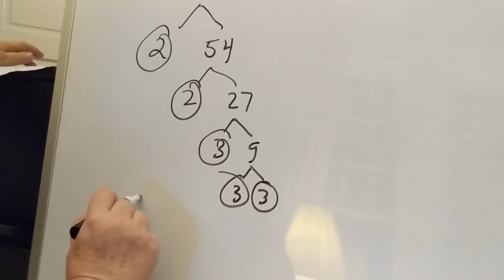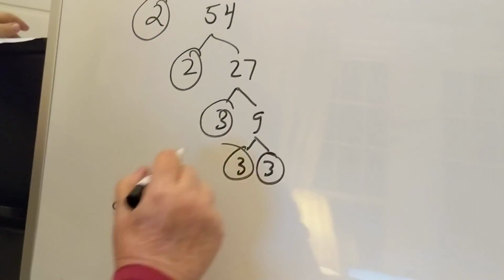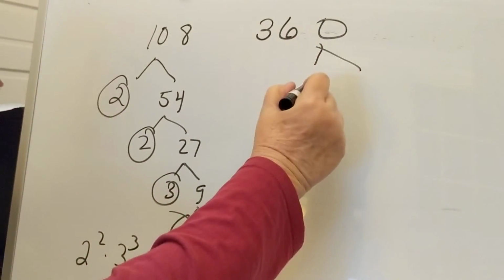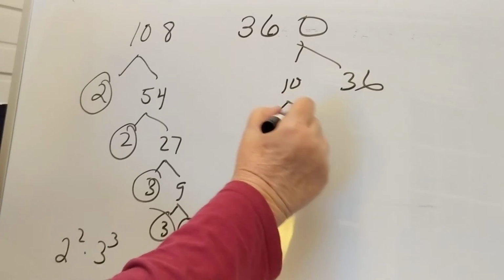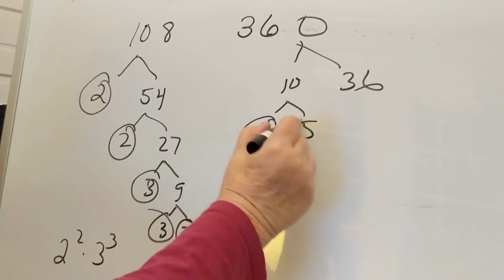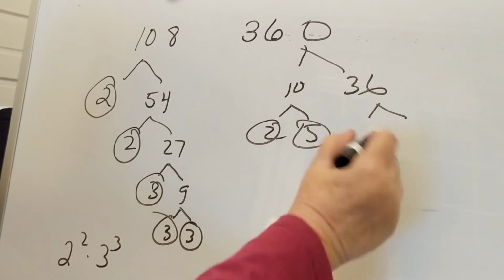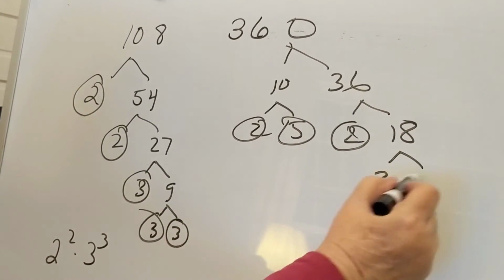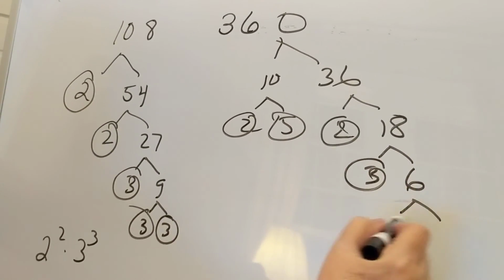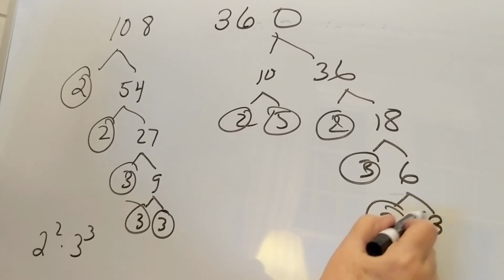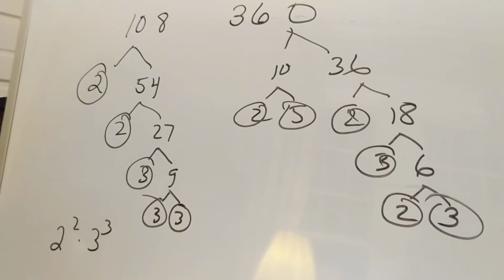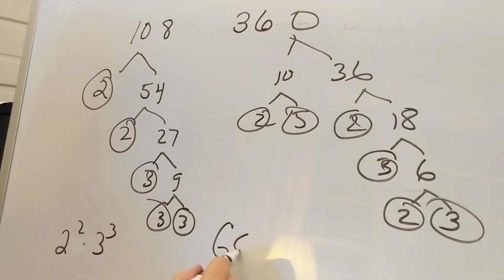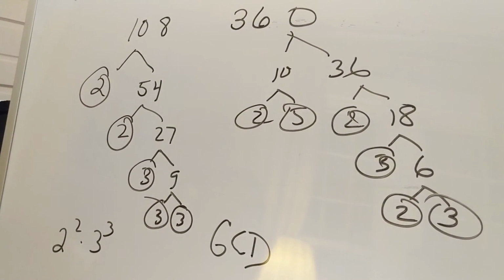So that's 2 squared times 3 cubed over here. And for this one, I'm going to use 10 times 36, 2 times 5. Let's see, 2 times 18, 3 times 6, and 2 times 3. So for the greatest common divisor, I want to find what they have in common. Oh, I better write this.